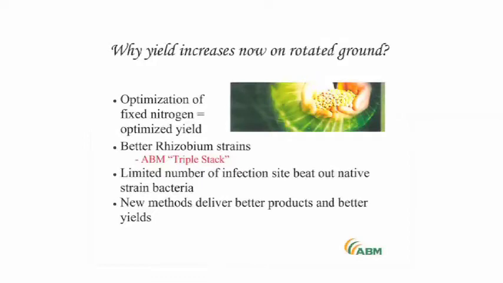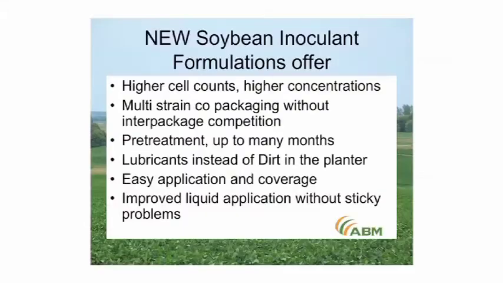When it comes to actual yield coming from that, coverage is key with delivering inoculants. Also, some of the things that we've been able to do is figure out a way to pack super strains together without them fighting with each other. So the new soybean inoculant formulations offer a variety of things that we didn't have 10 to 12 years ago. First of all, we have higher cell counts and higher concentrations.